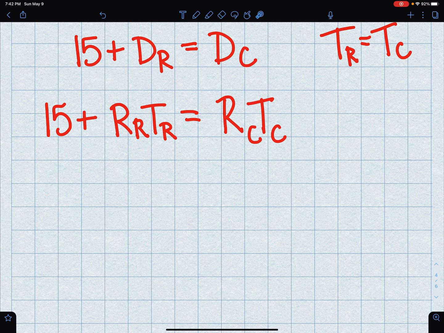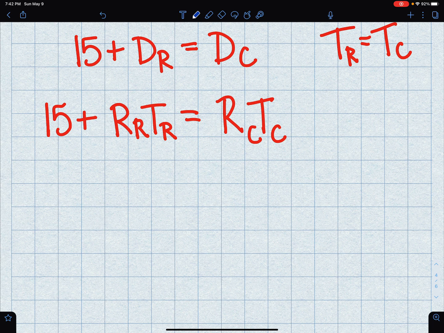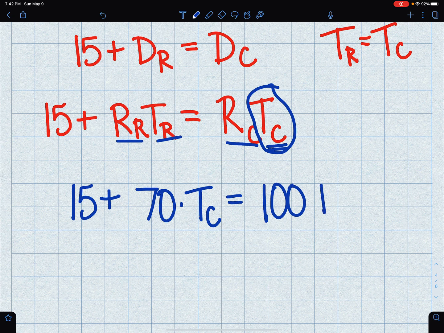All right, so let's plug in everything that we know now. Now we have all the unknowns except for Charlene's time, which is what we're solving for. So we're going to do 15 plus the rate of Rachel, which is 70, times the time of Rachel. And since we don't know that, we're just going to put TC. That way we have only one unknown because that's what we're solving for. Equals the rate of Charlene, which is 100 times the time of Charlene.